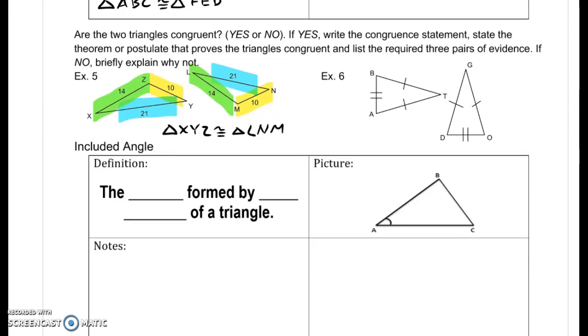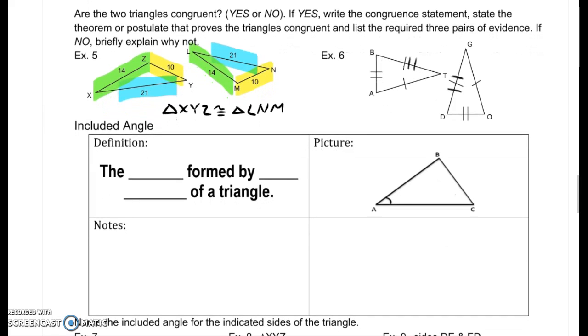Now for this next one, to make it easier to understand, let's add 2 lines there and 2 lines here. I should see this on your paper tomorrow. So we can see by highlighting 1 and 1, 2 and 2, 3 and 3. Therefore, triangle TAB is congruent to triangle GOD.